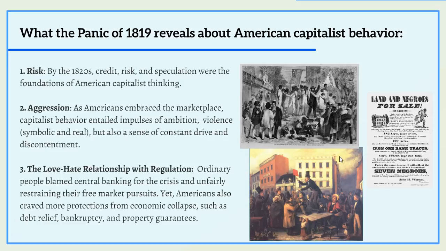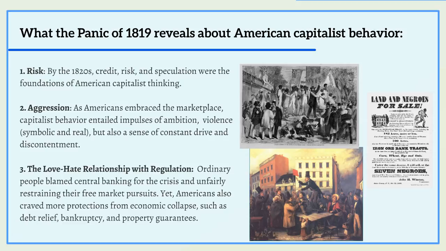And thus, as Adam Smith would say, anything that restrains your free market pursuits is also restraining your inherent natural rights and liberty. At the same time, though, what we see in the crisis of 1819 is that even while Americans blamed the central bank and regulation for causing the crisis, Americans increasingly also wanted more regulatory protections from economic collapse. And so we see this in a variety of forms.